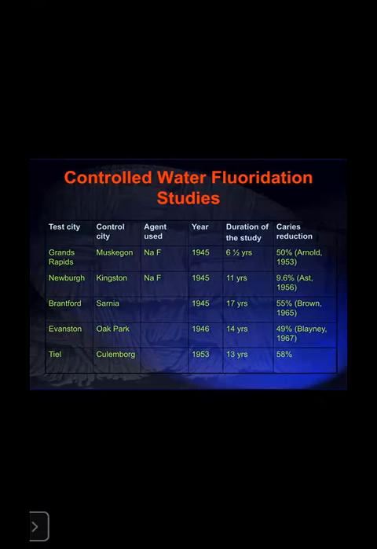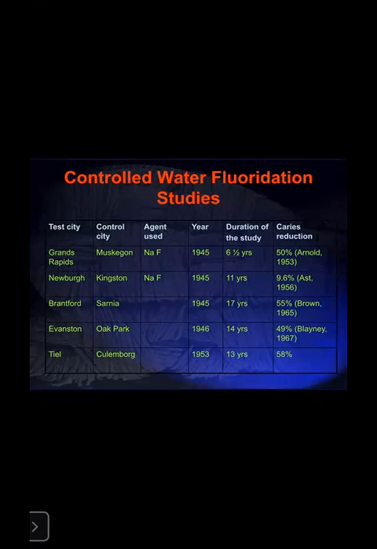Now, the first study conducted on water fluoridation had Grand Rapids as the test city in the USA, and Muskegon as the control city. What they did was add sodium fluoride to the community drinking water. This is not the drinking water of any individual house or individual society. This is drinking water for the whole community. So in the whole of Grand Rapids city, they added sodium fluoride such that the fluoride concentration was at an optimum level.